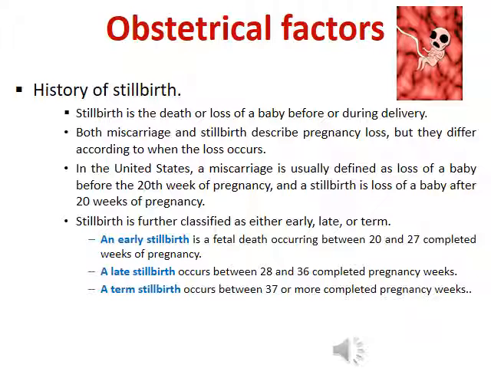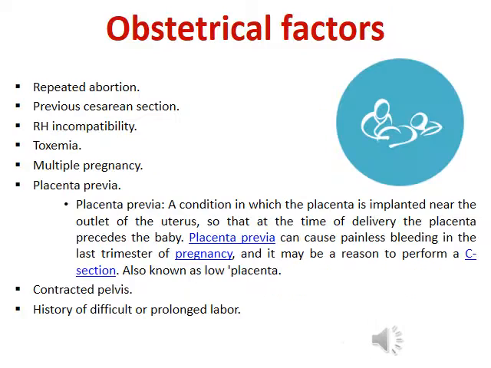An early stillbirth is a fetal death occurring between 20 and 27 completed weeks of pregnancy. A late stillbirth occurs between 28 and 36 completed pregnancy weeks. A term stillbirth occurs at 37 or more completed pregnancy weeks.